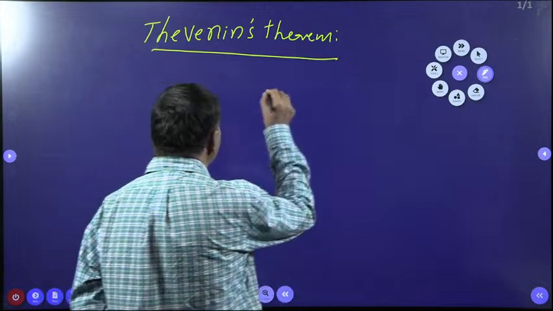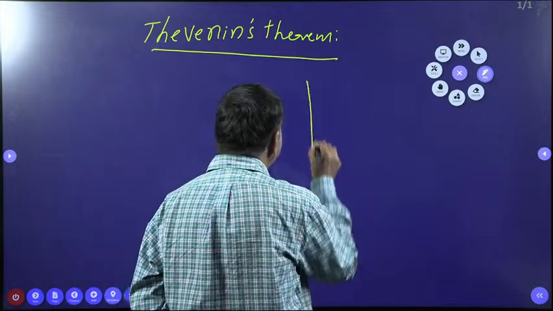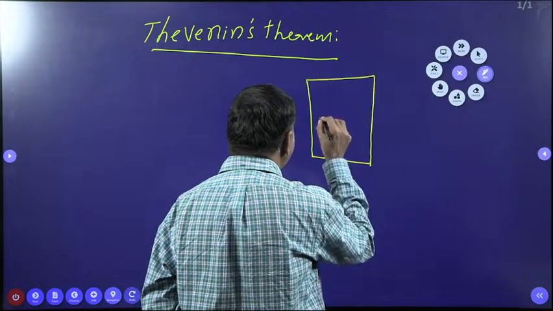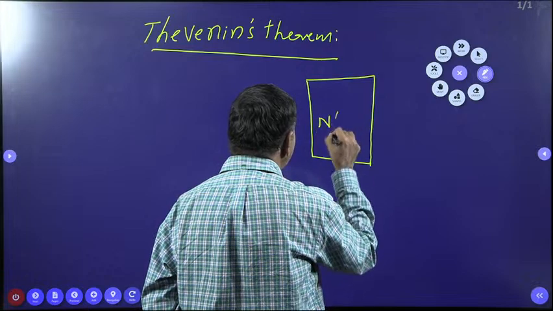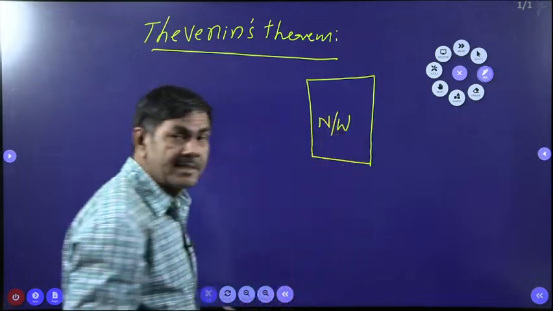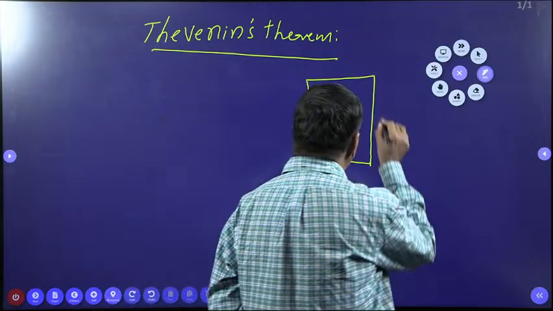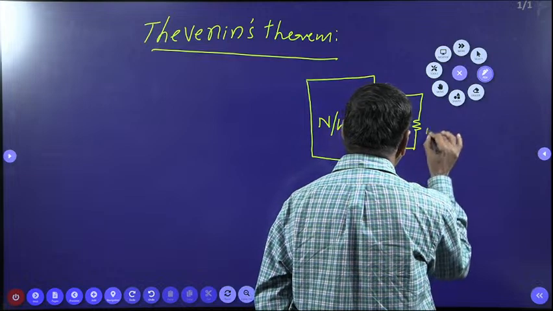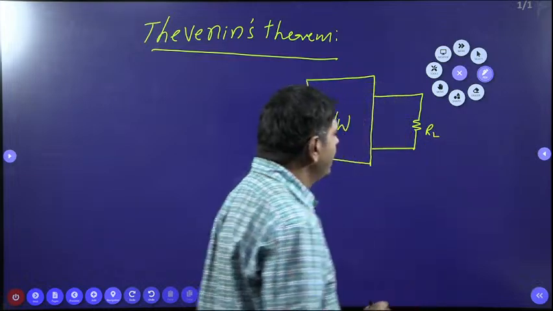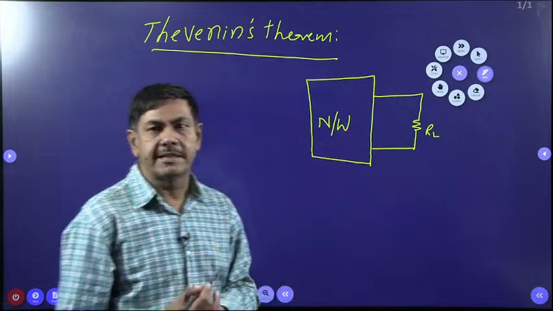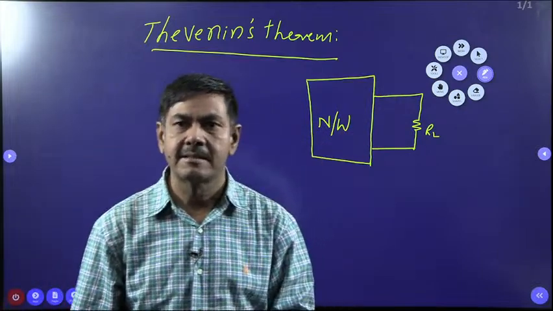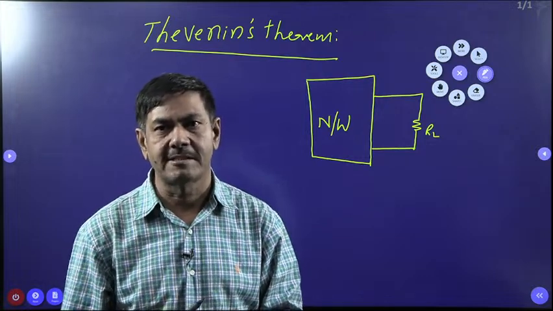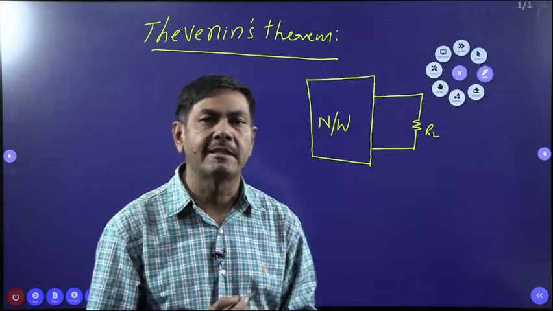Suppose you are given any network. Any linear network is given here. This is the linear network, and it's a must that it is linear. Connected to it is one load, RL. These linear networks may contain resistors or inductors or capacitors also. Any one of the elements can be connected in the network.